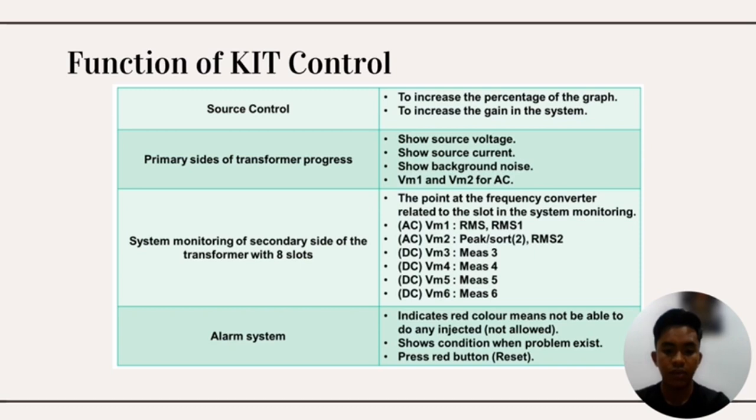The function of the alarm system is to indicate red color, which means not able to do any injection and not allowed to do any injection. Number 2 is show condition when a problem exists, and the last function is press the red button, that is reset.